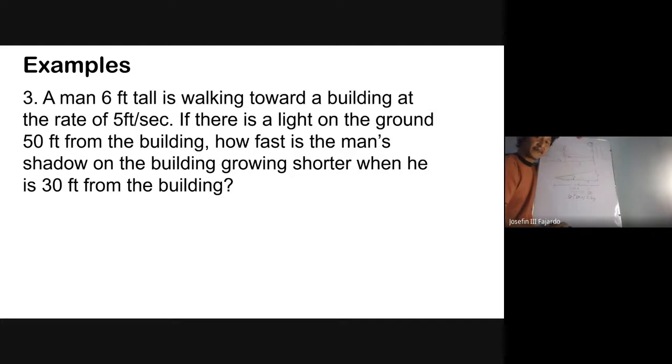Okay? So, pwede natin kunin ang derivative nito. Constant lang ito, so we can copy. Derivative ng 50 ay 0. This will be negative dx over dt. And this will be equal to 6 dy over dt. Okay? Di ba?